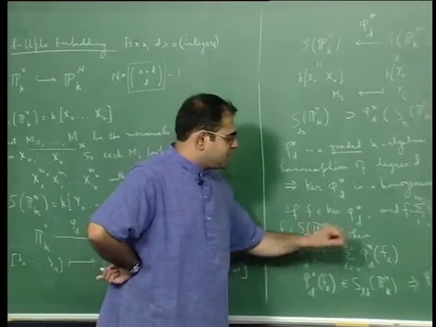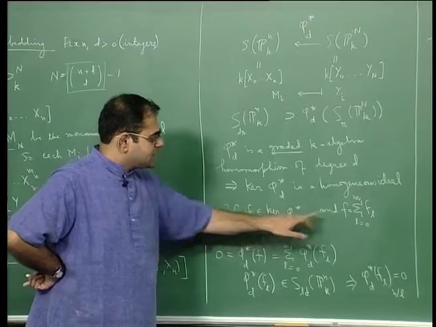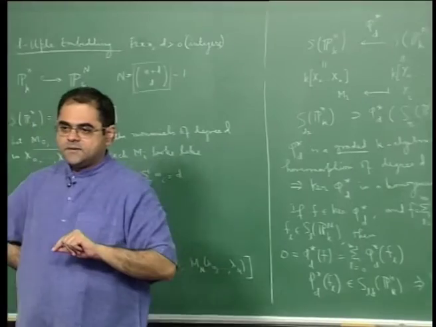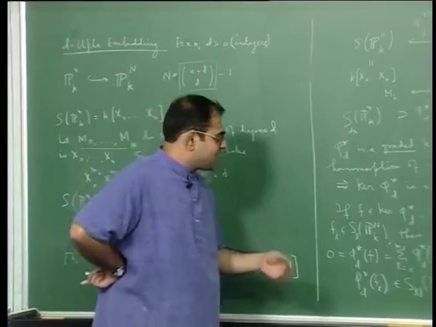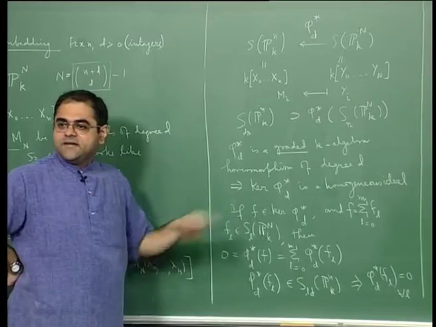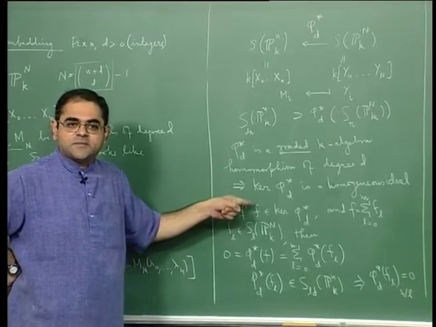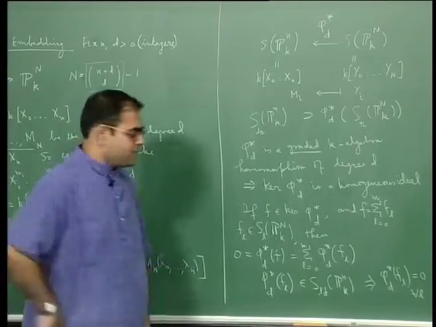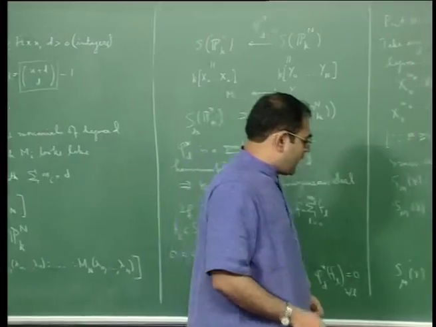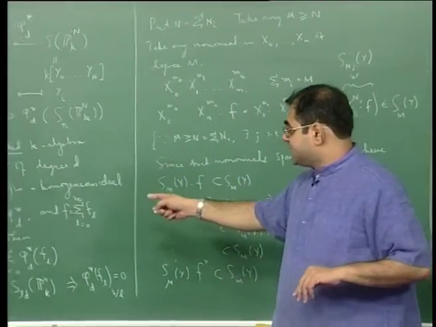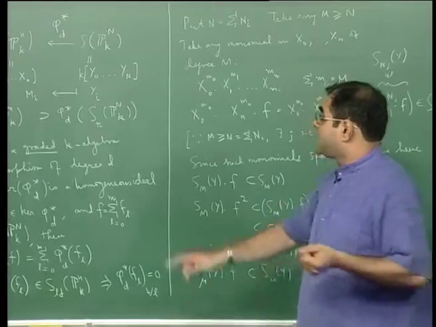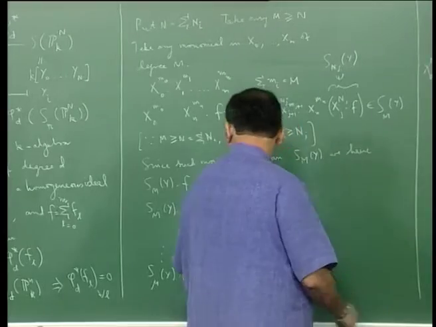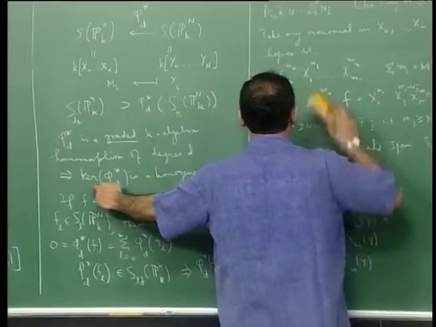And so what you are saying is that if φ_d^* kills f, then φ_d^* kills every homogeneous component of f, and that is precisely the same as saying that if f belongs to the kernel of φ_d^*, then every homogeneous component of f also belongs to the kernel. That is another way of saying that the kernel of φ_d^* is a homogeneous ideal. And you also notice that the kernel is also a prime ideal. Why? Because the image is a domain after all.